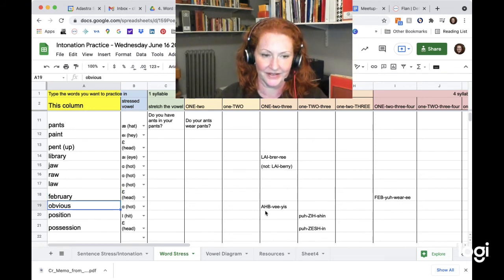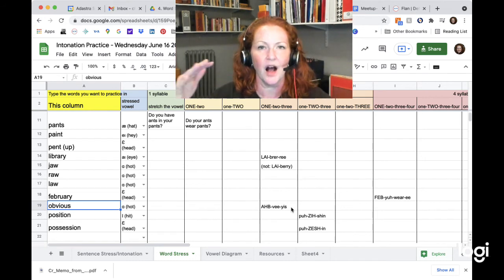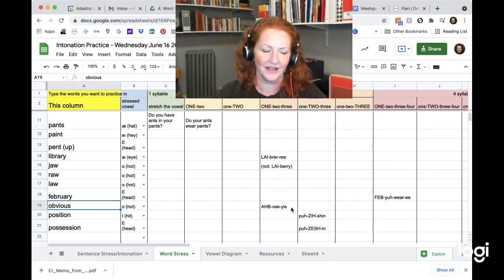And obvious. It looks like an O, but it sounds like ah. Obvious. So it's stress on the first syllable. 1, 2, 3. Obvious. And if it was ly, it would have the same pattern.